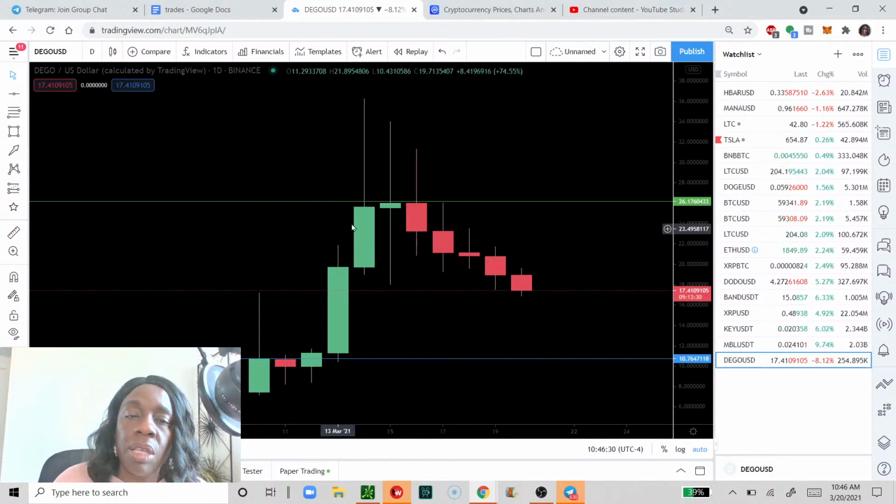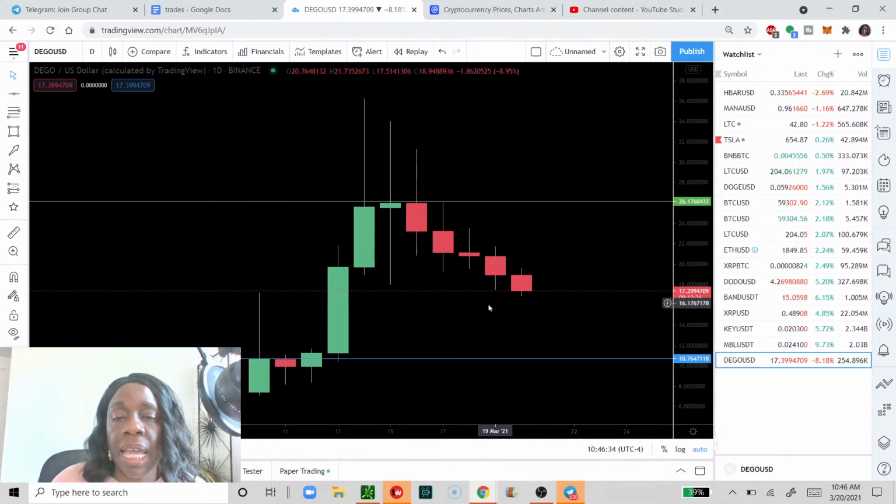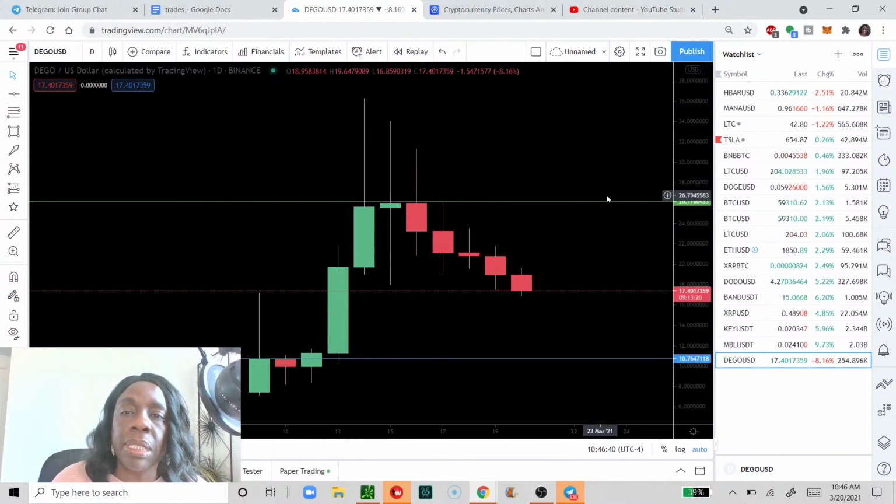So that level is $26.17. You wanted to have gone out at $26.17, and you don't want to get back in until it comes back up and breaks above $26.17. The other thing you could do is this bottom level here. By the time it goes below $10, that is not good.